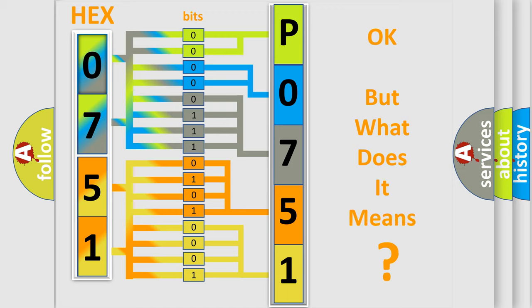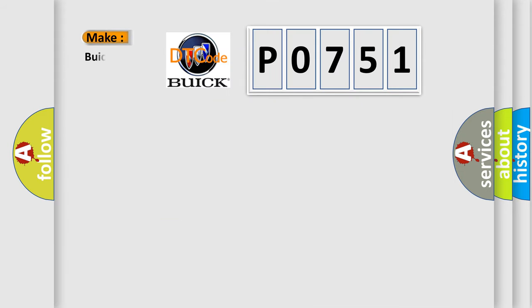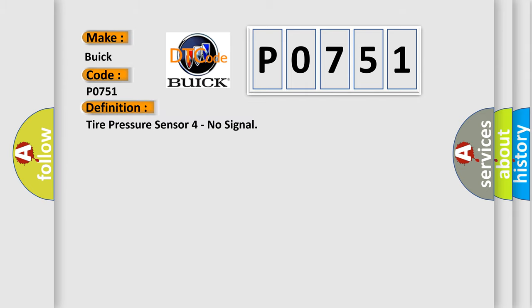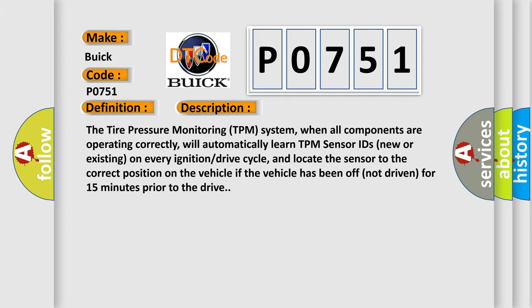The number itself does not make sense to us if we cannot assign information to what it actually expresses. So, what does the diagnostic trouble code P0751 specifically mean for Buick manufacturers? The basic definition is tire pressure sensor 4 no signal. And now this is a short description of this DTC code.